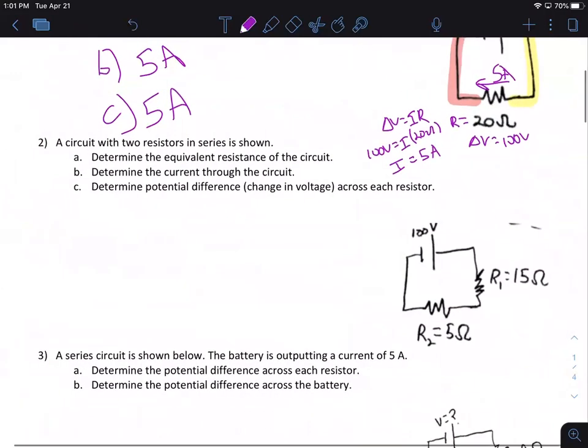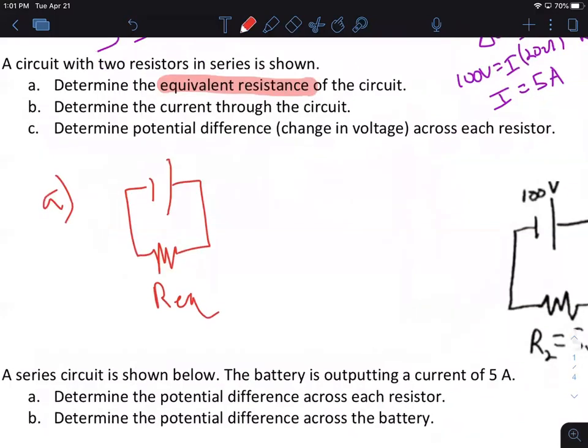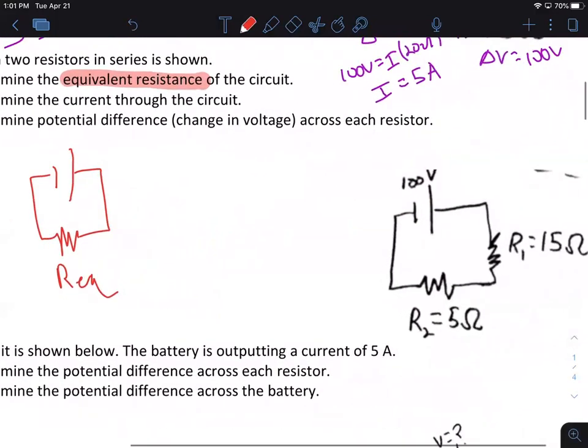Circuit with two resistors in series is shown. Determine the equivalent resistance of the circuit. So equivalent resistance, that's when I can treat the circuit as just being a simple circuit with one resistor. And I know in a series circuit, due to conservation of charge and energy, I can just add these two resistors to get the equivalent resistance of 20 ohms, 15 plus 5.